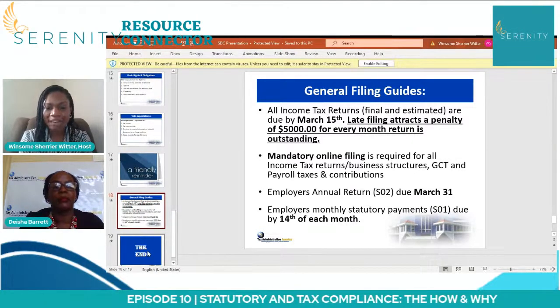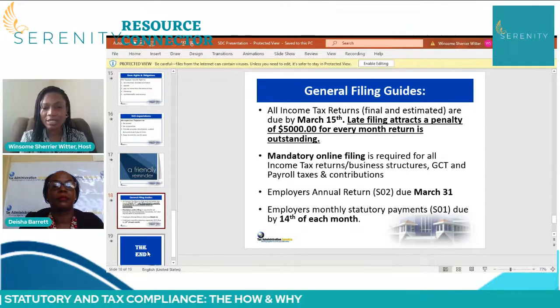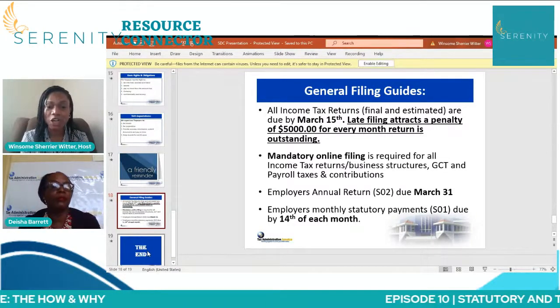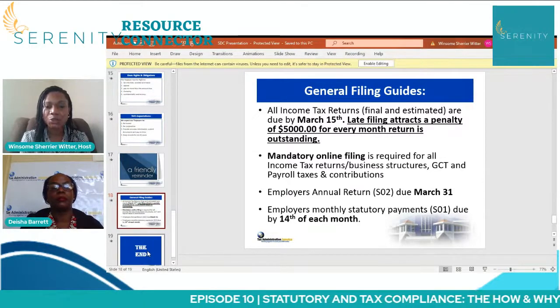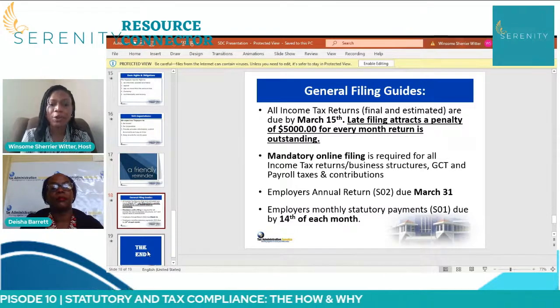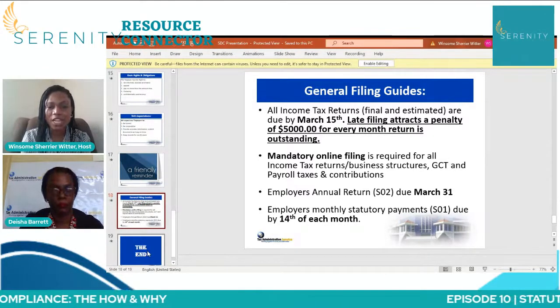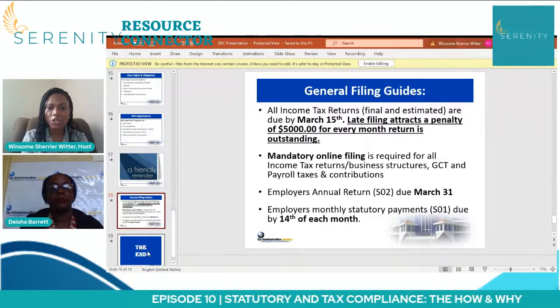There's mandatory online filing required for all income tax returns, the different business structures, GCT, and payroll taxes and contributions. The employer's annual return, SO2, is due March 31 of each year. The employer's monthly statutory payments, SO1, are due by the 14th of each month. Our team at NHT would have mentioned some of these before, except for the income tax.